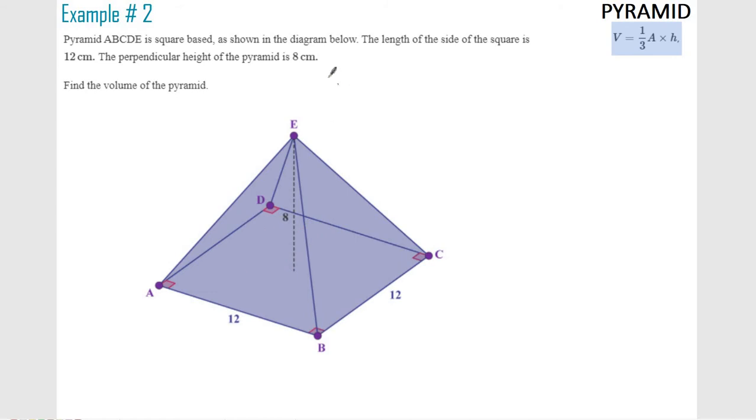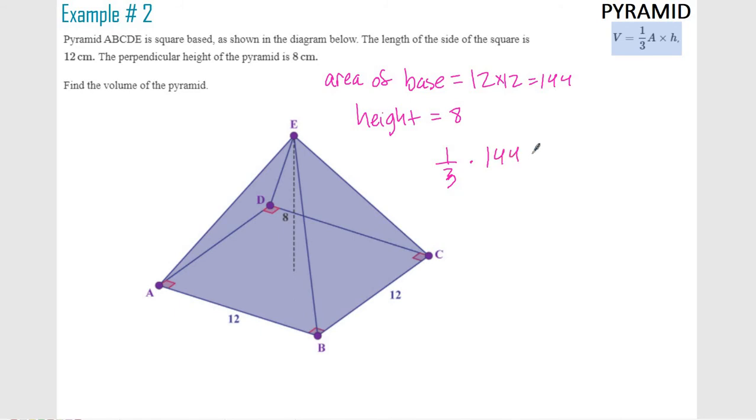So the area of the base is just 12 times 12. So 144. And the height is 8. So we literally just do 1/3 times 144 times 8. So we do that on our calculator. Hold on. You get 384. 384, and since it is volume, it's cubic centimeters. Okay. Lengths are just 1 centimeter. Area is centimeters squared, and volume is centimeters cubed. All right.